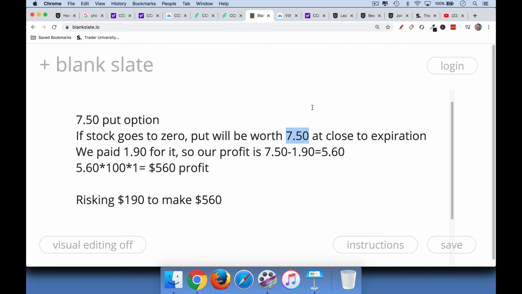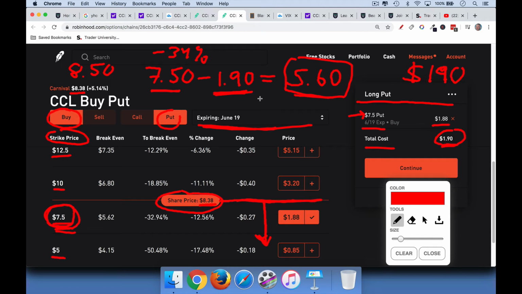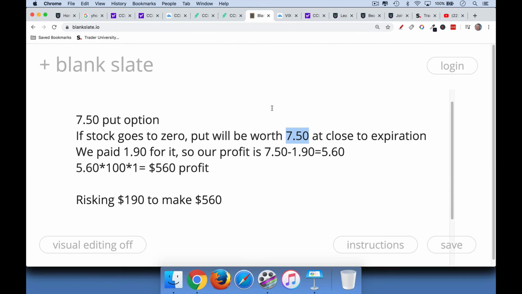Now, it's possible, I suppose, for these options to be worth a little bit more than that if they have some time value left, if the stock falls very close to zero before expiration. That's sort of a debatable thing, but let's just say the stock basically goes to zero, close to expiration. So each of these put options, and remember, we paid $1.90 for them, each one of them is going to be worth $7.50. Basically 7.5, the strike price, minus the stock price at zero, is $7.50. So we paid $1.90 for it.